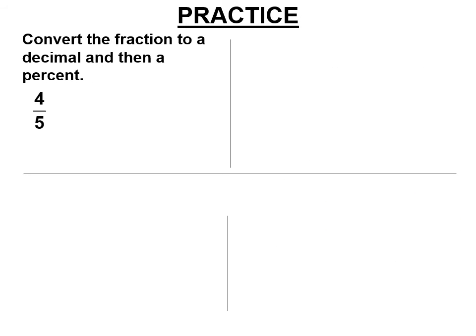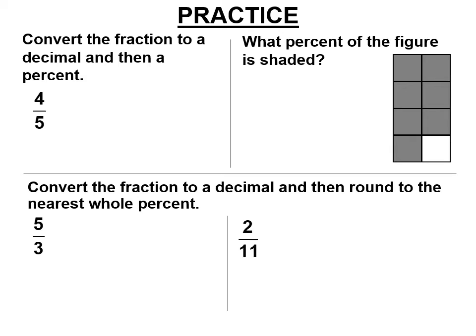So let's practice. All right, so 4/5. Now we don't need the division method because that goes over 10, 100, or 1,000. 5 times 2, so that's 8/10. The decimal is 0.8. Move it twice. It's 80%.